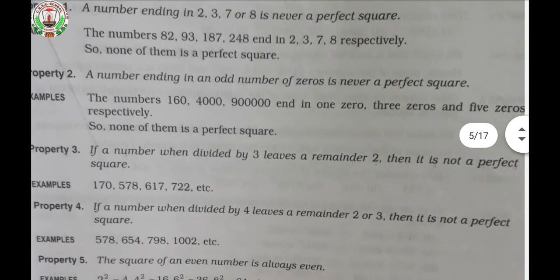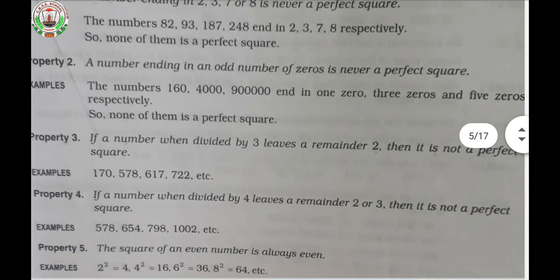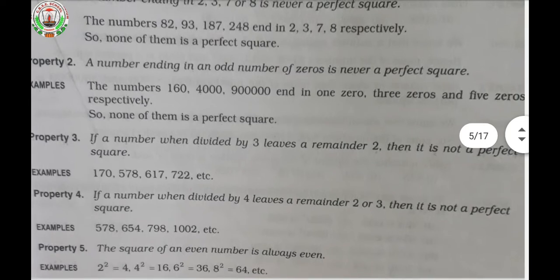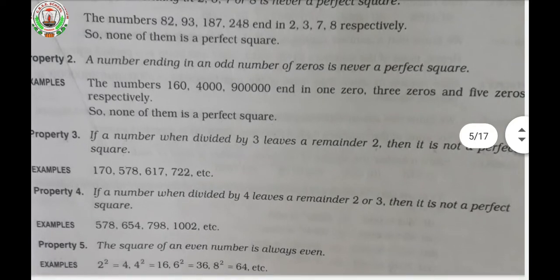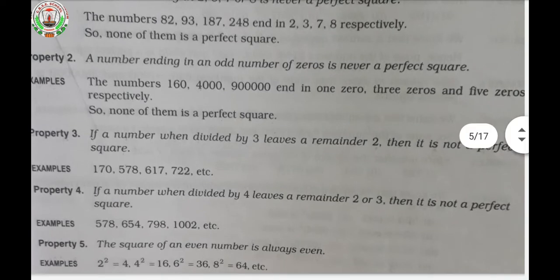What is the third property? It states that if a number when divided by 3 leaves a remainder 2, then it is not a perfect square. For example, when we divide 170 by 3, or 578 by 3. When any number is divided by 3 and gives the remainder 2, then it's not a perfect square.